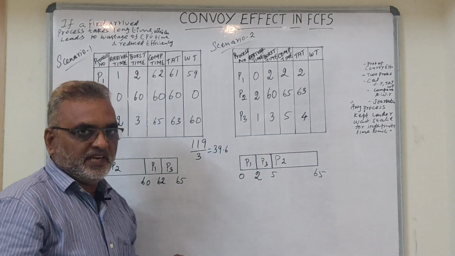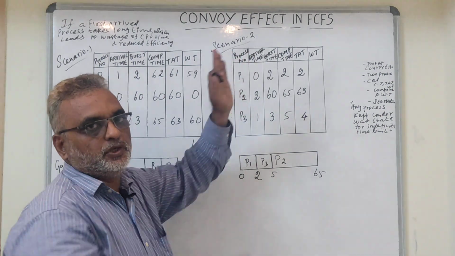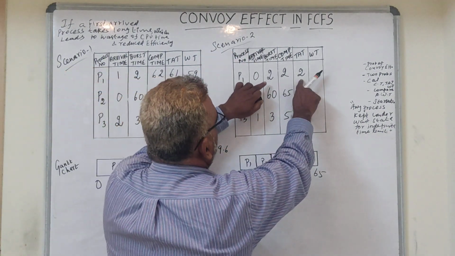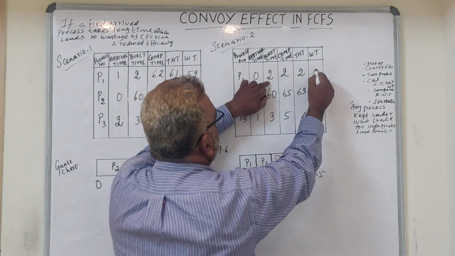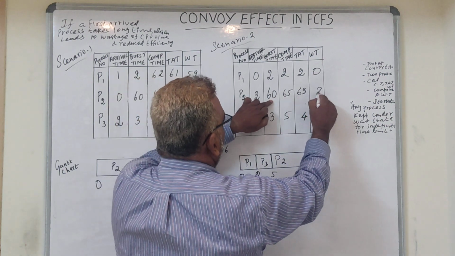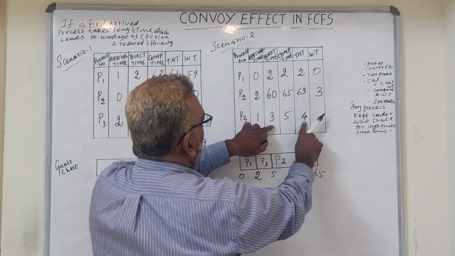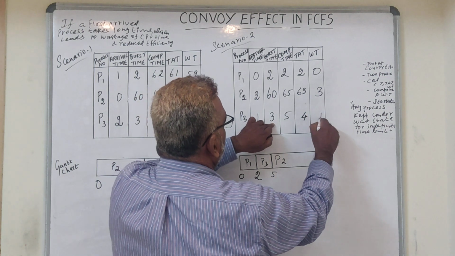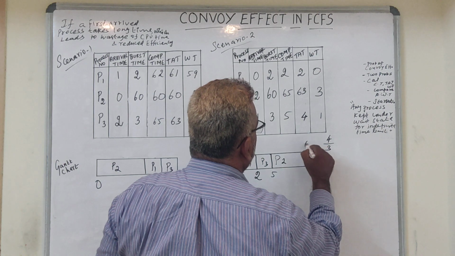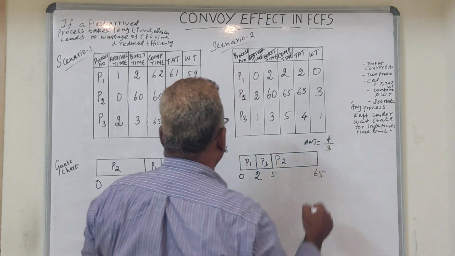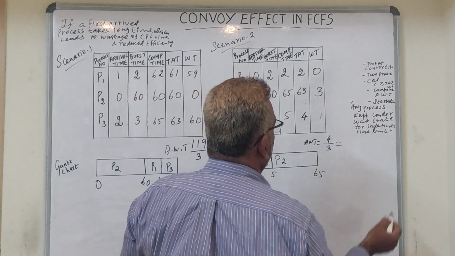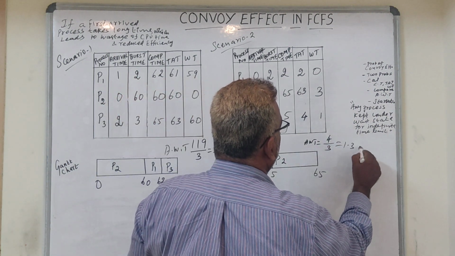Now calculate the waiting time. Waiting time is turnaround time minus burst time. So 2 minus 2 is 0. It is 63 minus 60, that is 3. It is 4 minus 3, that is 1. So the total value is 4. The average waiting time is equal to 4 by 3, which is nothing but 1.3 milliseconds.